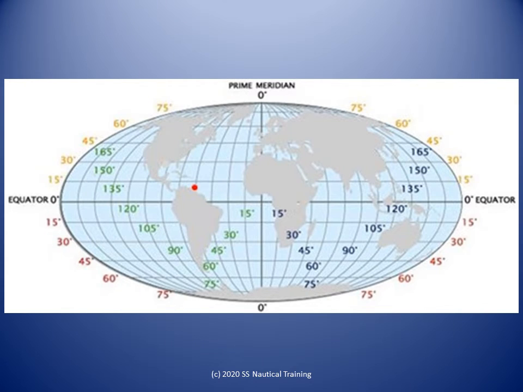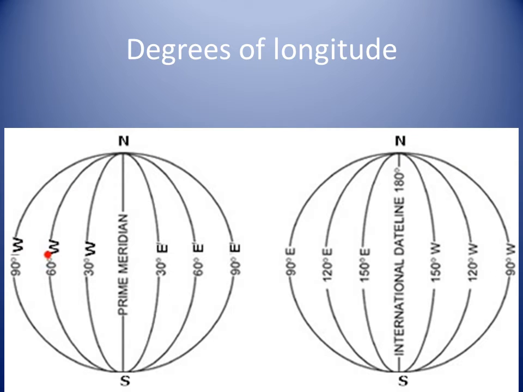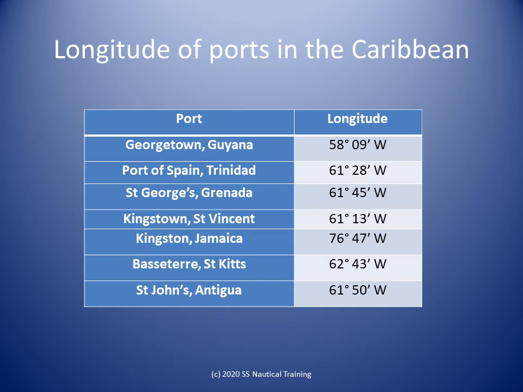This diagram shows a projection of Earth with poles, meridians and latitude. Lines of longitude are imaginary lines running north-south between the north and south poles. The prime meridian is called 0 degrees longitude and is neither east nor west. Other lines of longitude are named corresponding with the angle at the center of Earth between the line of longitude and the prime meridian. Here are the longitudes of some ports in the Caribbean.